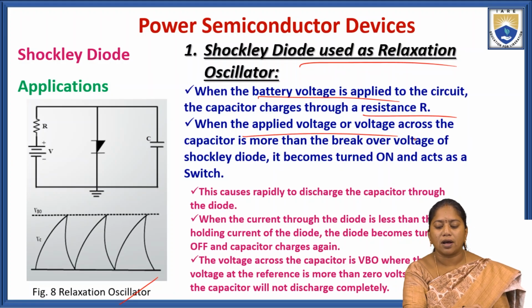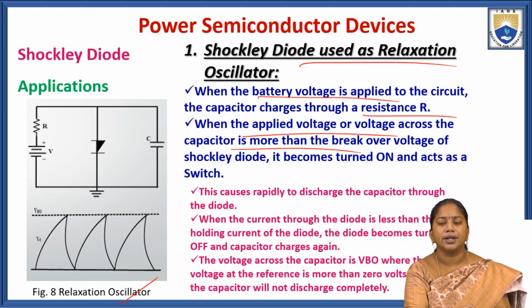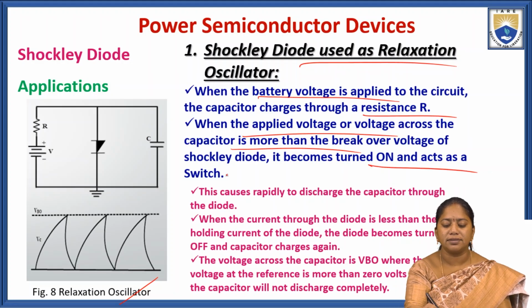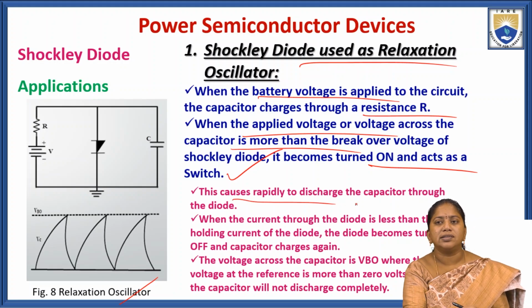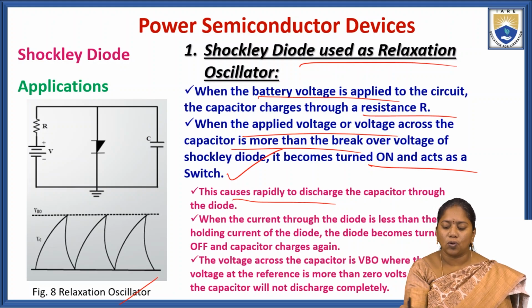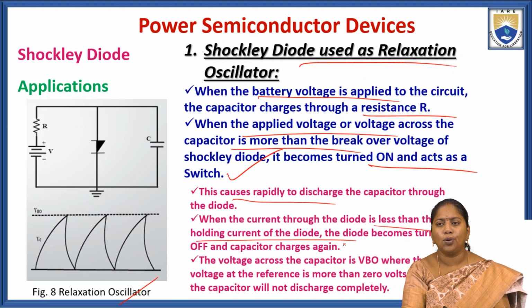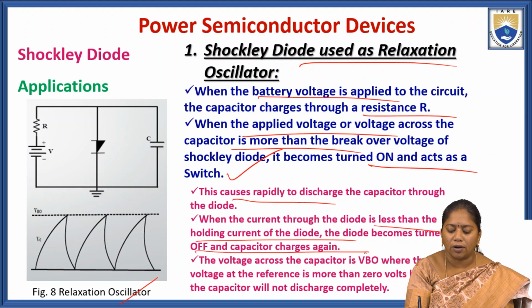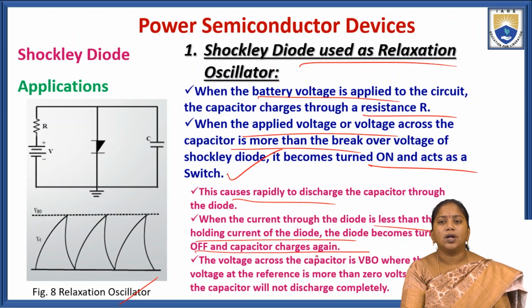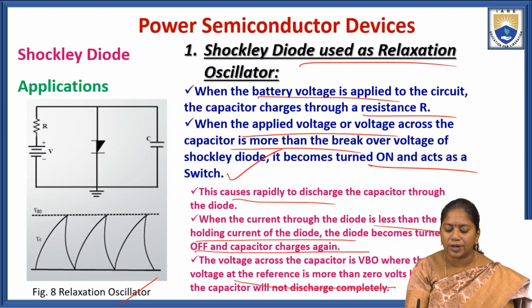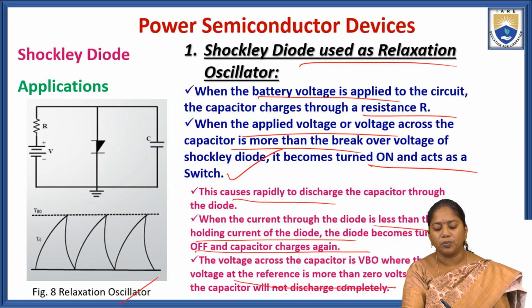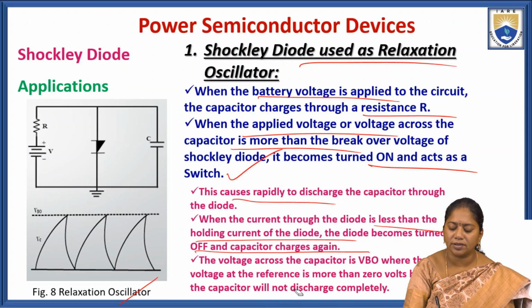When the voltage across the capacitor is more than the breakover voltage of the Shockley diode, it turns on and acts as a switch. Turn on means it is a closing switch. This causes the capacitor to discharge rapidly through the diode. When the current through the diode is less than the holding current of the diode, it turns off and the capacitor charges again. So the voltage across the capacitor is the breakover voltage, where the voltage at the reference is more than 0 volts, so the capacitor will not discharge completely.